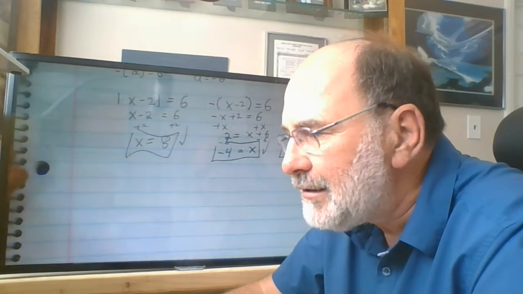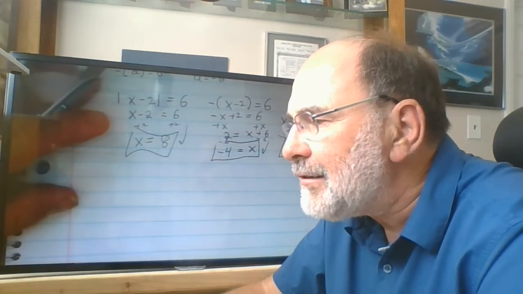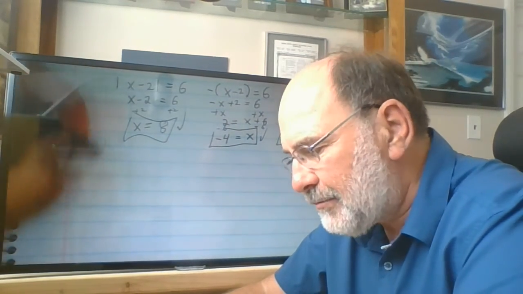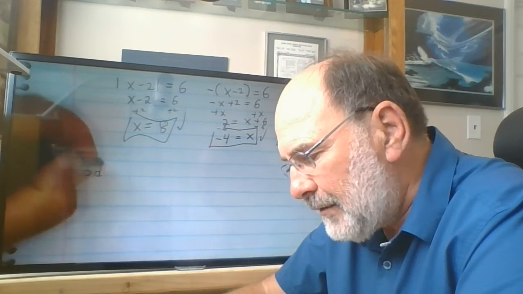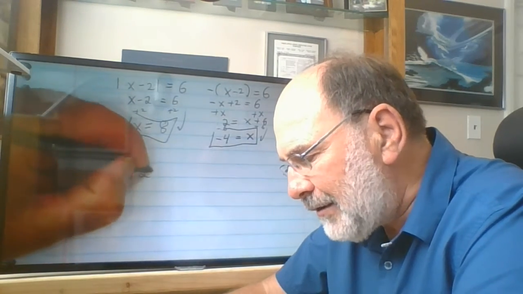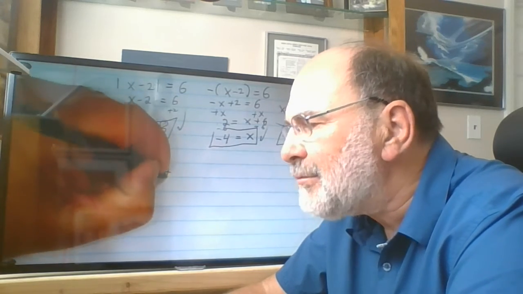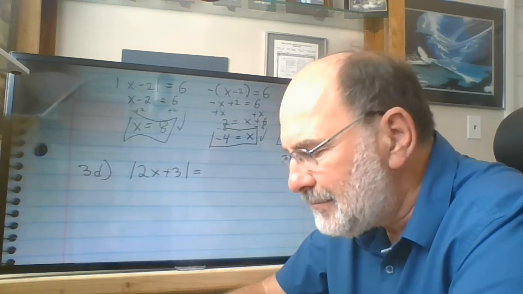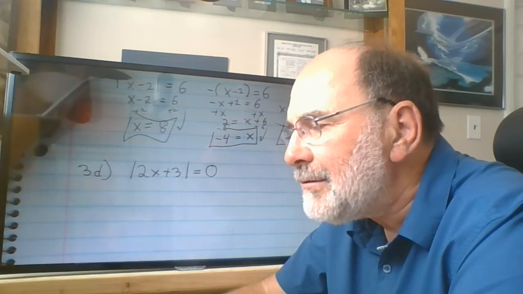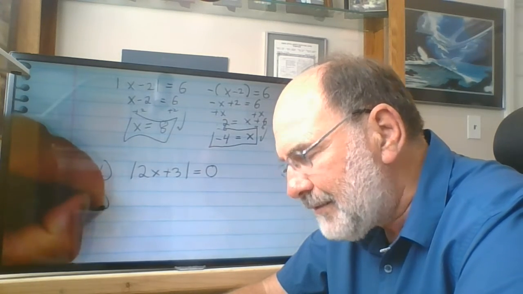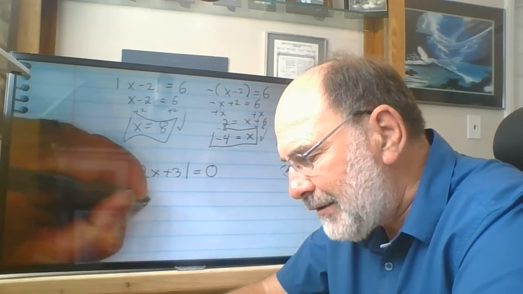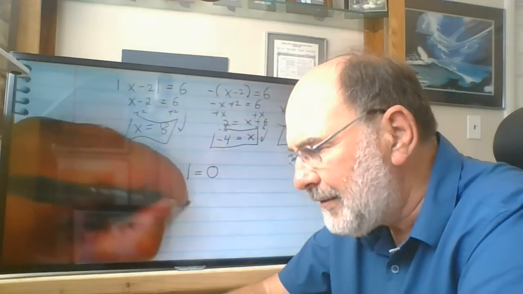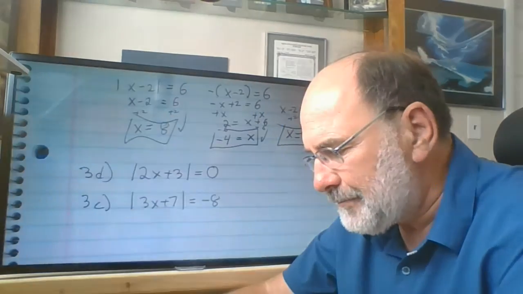On your next page of this activity in your student book, it says solve these linear absolute value equations, show your work. I'm randomly going to pick 3D, which says the absolute value of 2x plus 3 is equal to 0. That's too easy, right? How about I do 3c instead? 3c looks a little more challenging. Absolute value of 3x plus 7, all that within the absolute value sign, is equal to -8.